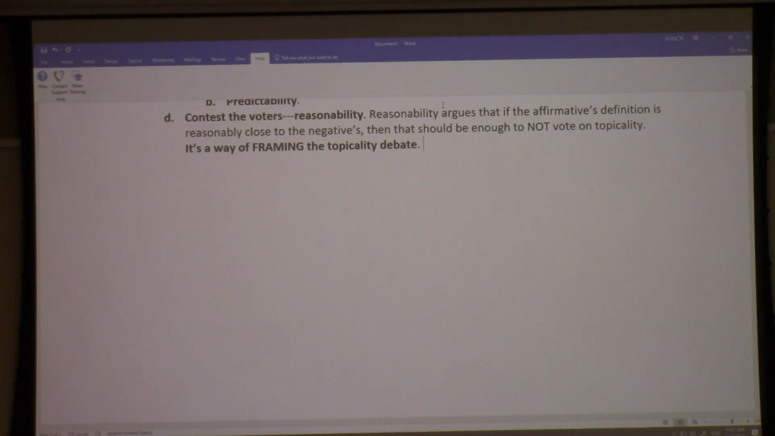And it's pretty intuitive to think about why reasonability is important. So you'll often hear this framed in terms of competing interpretations causing a race to the margins. That is bad for research and grades.